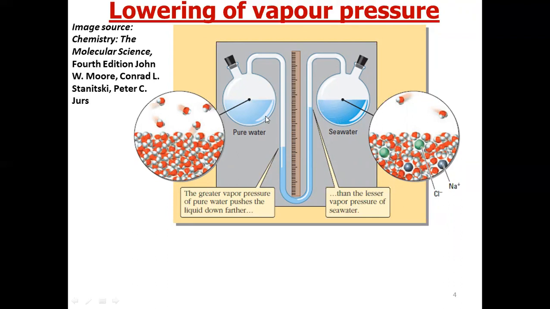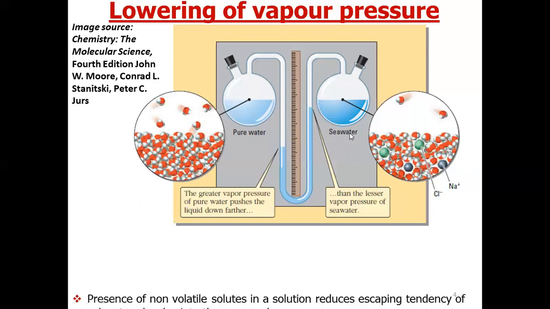Now this diagram shows two flasks. One is filled with pure water on the left hand side and the other is filled with seawater on the right hand side. Seawater means minerals like NaCl, KCl or other minerals are dissolved in water. It has been observed that the vapor pressure in the flask on the left hand side, which contains pure water, is more than the vapor pressure in the flask on the right hand side, which contains seawater.